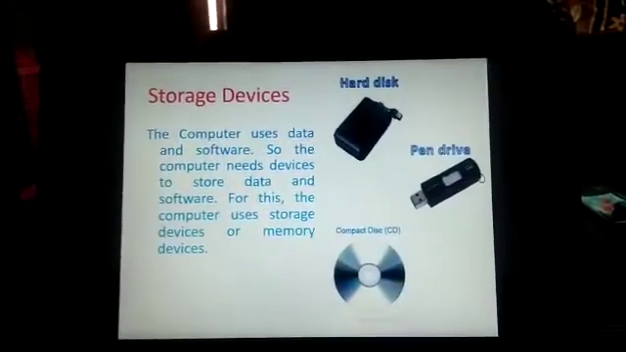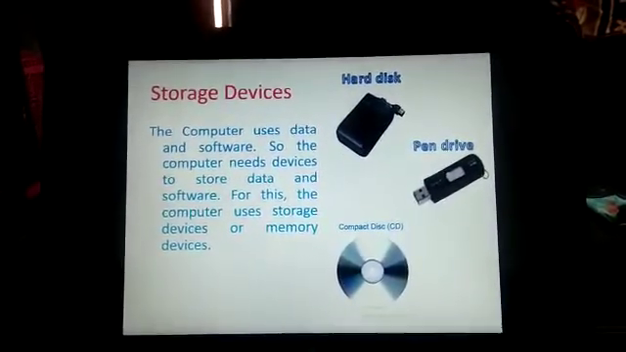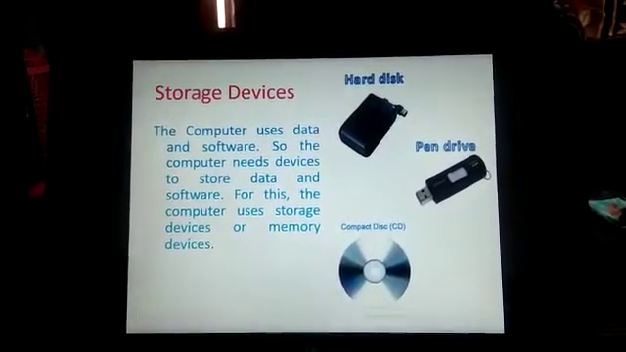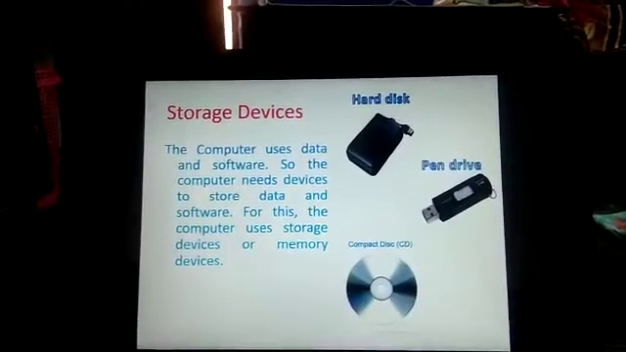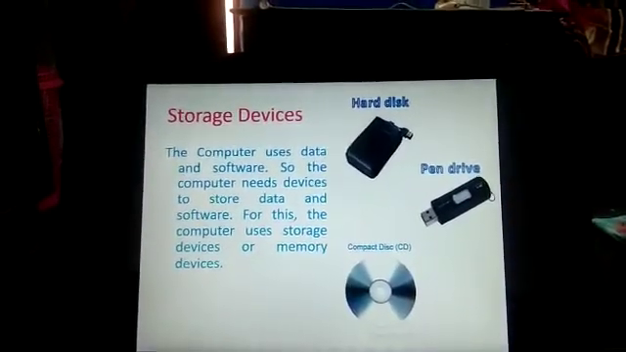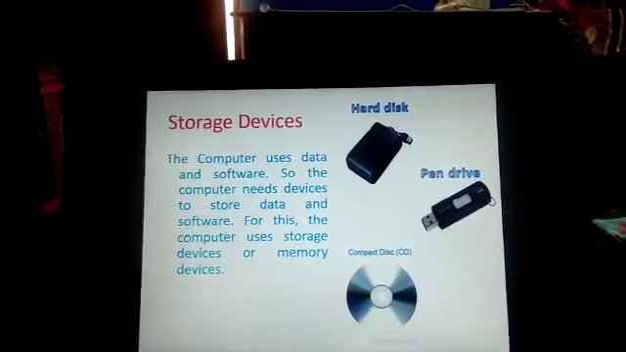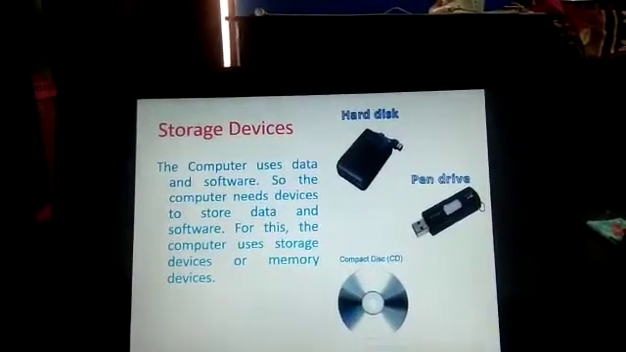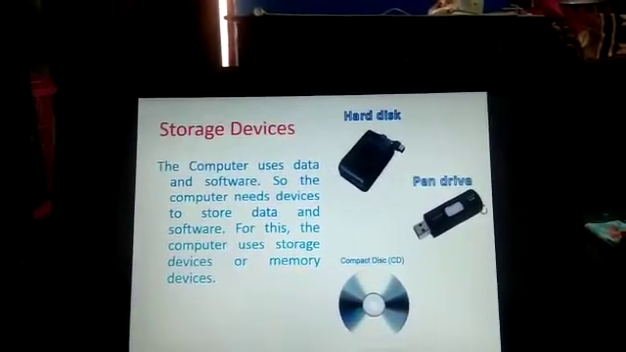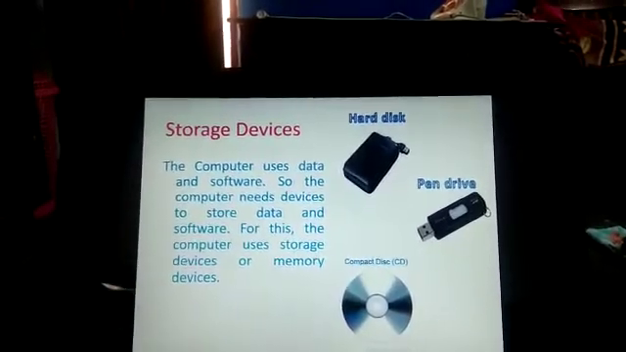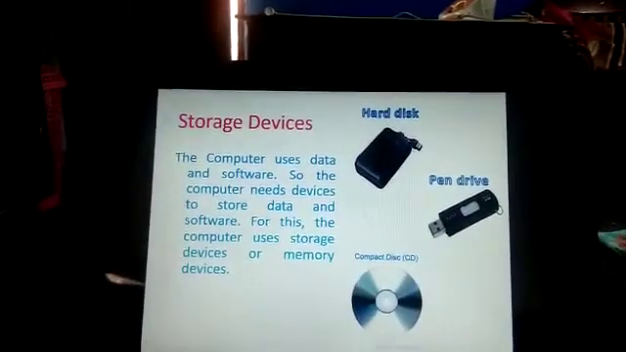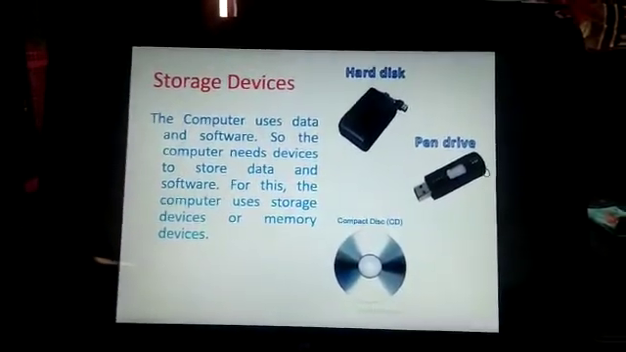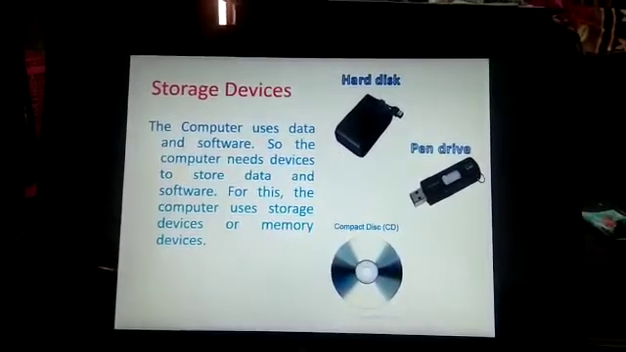The next is storage devices. The computer uses data and software, so the computer needs devices to store data and software. For this, the computer uses storage devices or memory devices. So here are some examples of storage devices. First is hard disk. The hard disk is fixed inside the CPU box and stores a huge amount of information.